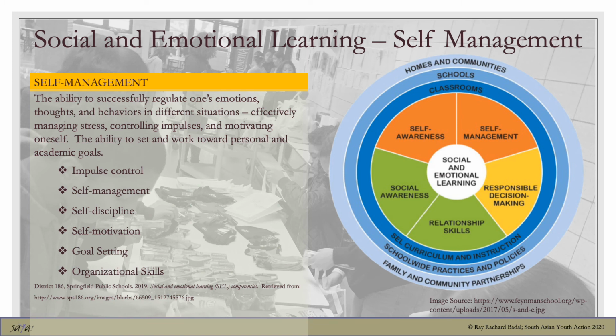The second bucket in social and emotional learning is self management, which is the ability to successfully regulate one's emotions, thoughts, and behaviors in different situations, effectively managing stress, controlling impulses, and motivating oneself. Additionally, it's the ability to set and work toward personal and academic goals.